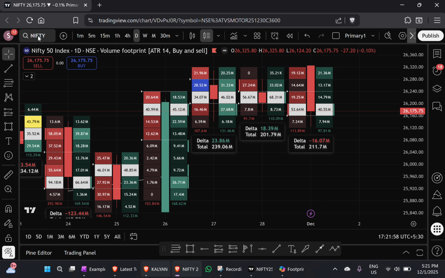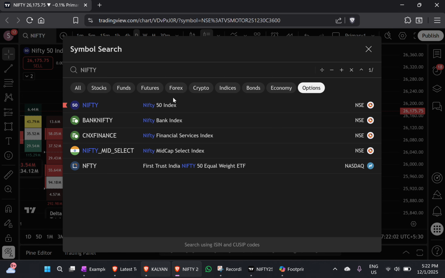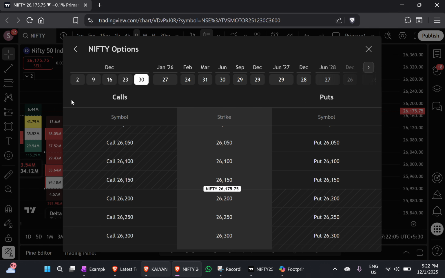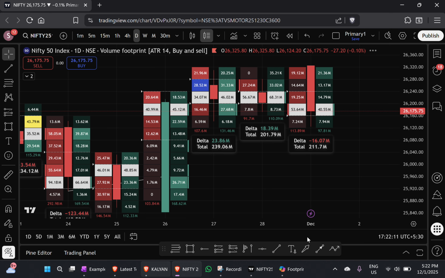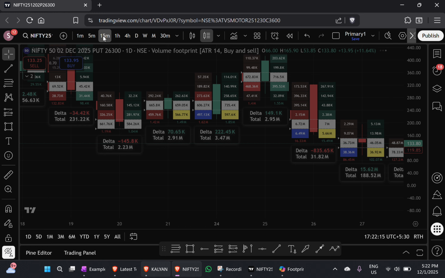Based on that, I analyzed the 26,300 put. If you go for the 26,300 put of the weekly option, it has a lot of liquidity, which means more people will trade and a lot of volume will be there. So volumes will be the footprint for us. Okay, so the first 15 minutes footprint.